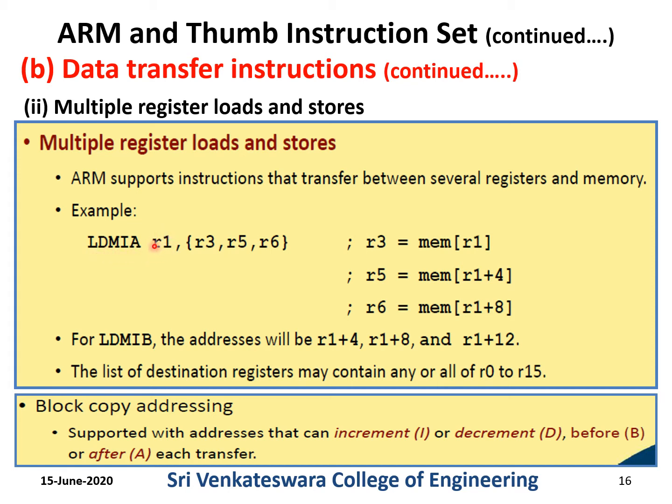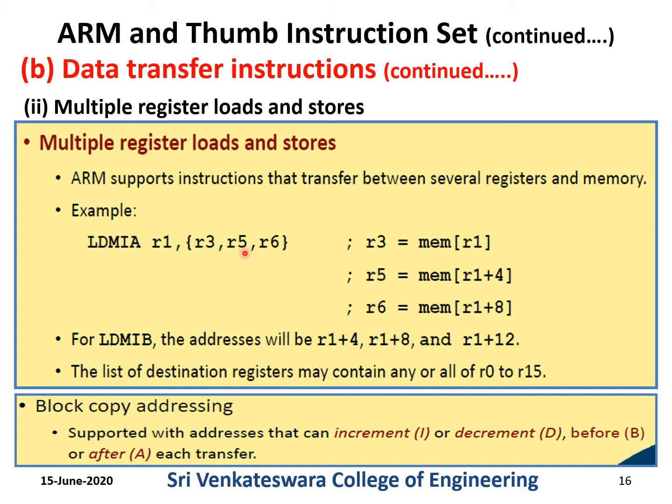R1 is the register which has the memory address. This address is used as a register indirect address, and from this addressed location the data is loaded into the R3 register. Then R1 gets incremented by 4. From the new location pointed by R1 plus 4, the data is fetched and loaded into R5. Then again R1 is incremented, R1 plus 4 plus 4, and data is loaded into R6.